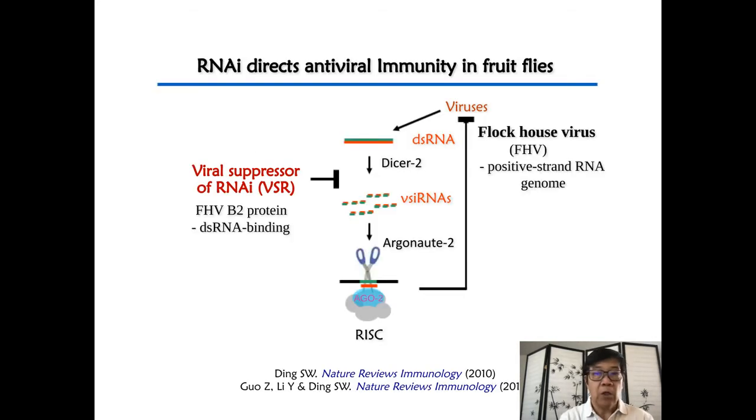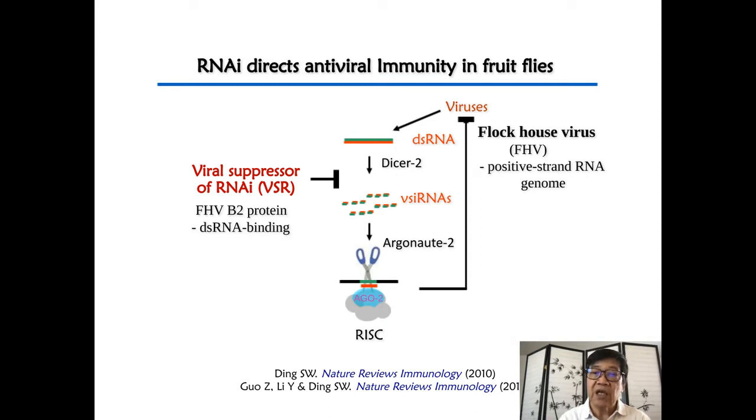Flock House virus, or FHV, is a positive-strand RNA virus. It was the first animal virus shown to induce AGO2-dependent antiviral RNAi in Drosophila cells, and also the first virus shown to encode a viral suppressor of RNAi, and that is the B2 protein.